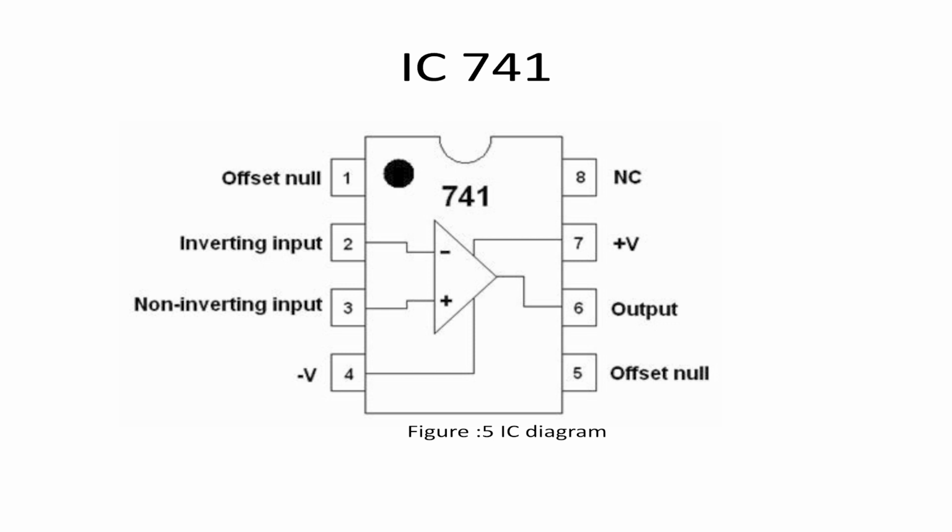The pin diagram of IC 741 is shown below. In this pin diagram, these are the pins. First pin is offset null. This pin is used for offset voltage adjustment. By connecting a potentiometer or resistor network between this pin and pin number 5, offset null, you can compensate for any offset voltage present in the op amp.